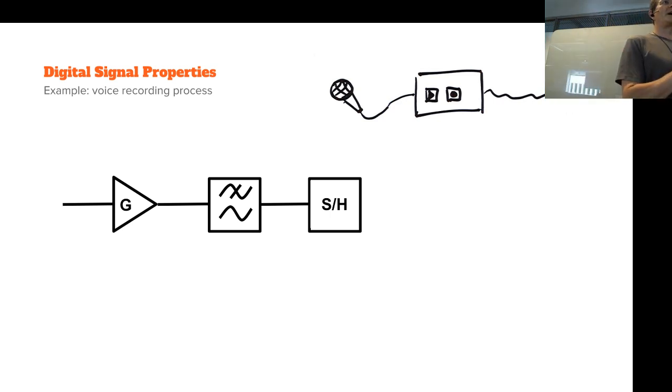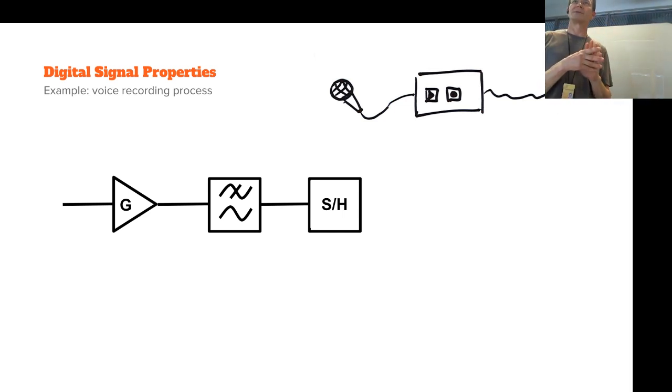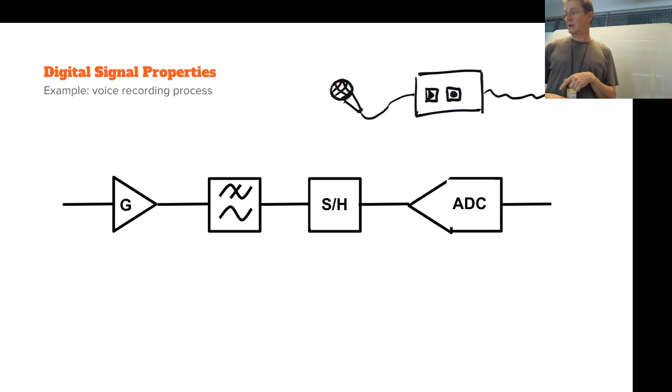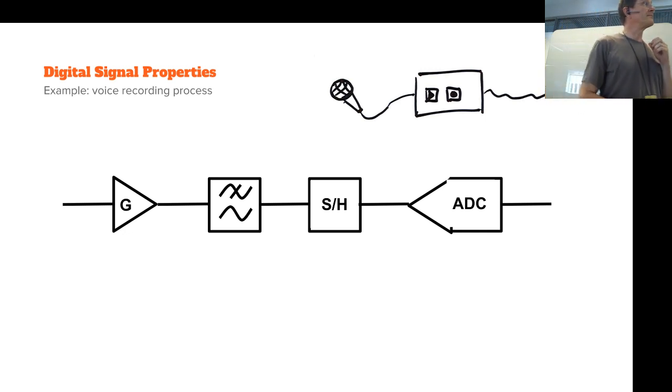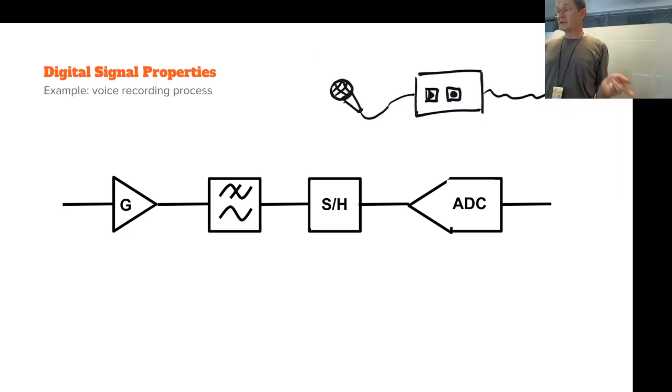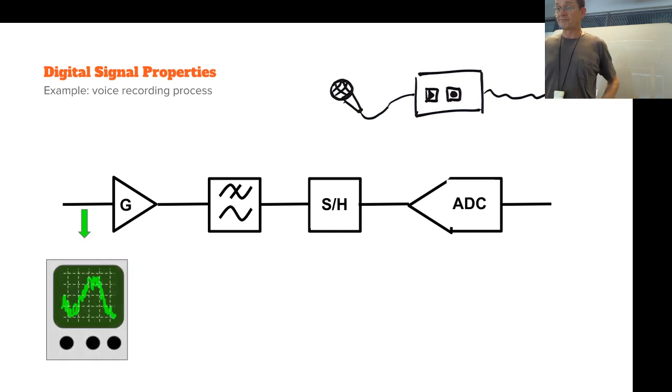We have low pass filter, right? Then there's sample and hold circuit, which is usually part of A to D converter. Next part would be the A to D conversion. And all of this actually, what kind of signals you have there?